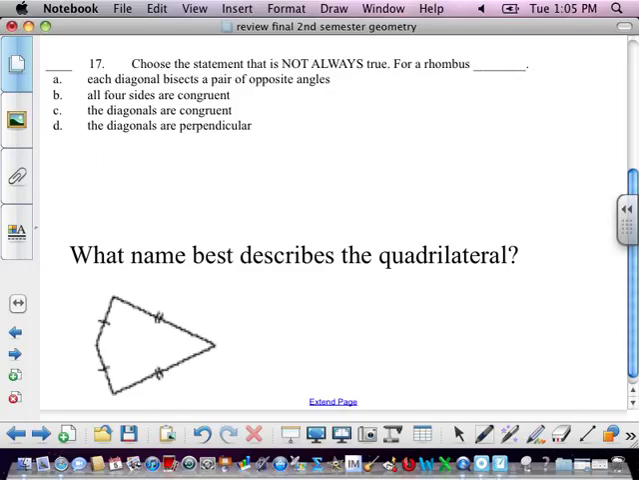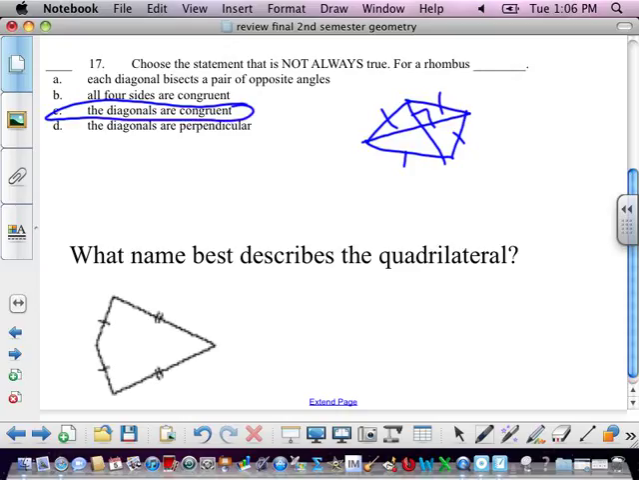Number 17, choose the statement that is not always true for a rhombus. Each diagonal bisects a pair of opposite angles. All 4 sides are congruent. The diagonals are congruent, and the diagonals are perpendicular. Which one's not always true? Okay, let's look at a rhombus. In a rhombus, all 4 sides have to be congruent. Okay, the diagonals do bisect each other. Each diagonal does bisect a pair of opposite angles. The diagonals do not have to be congruent. So C? Yes.